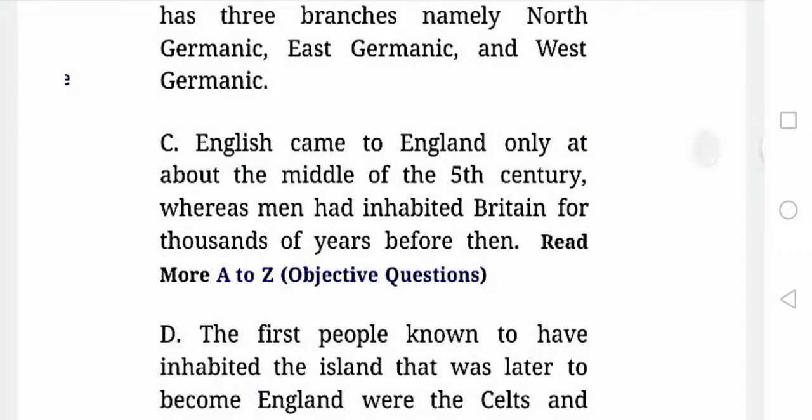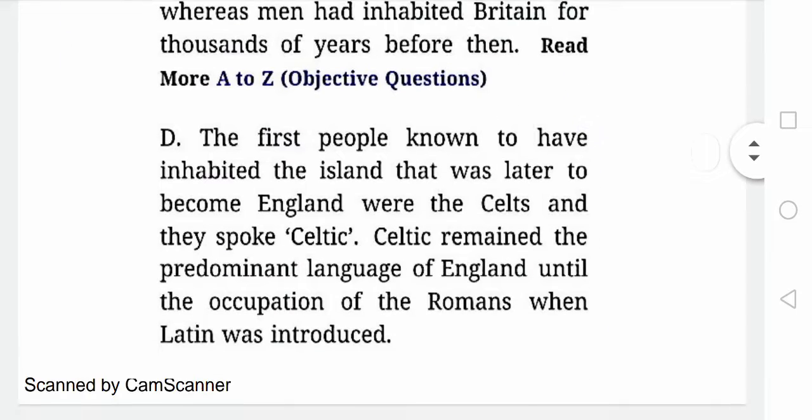Talking about English that came from England, it is only from the middle of the 15th century, whereas man has inhabited Britain from thousands of years before then. The first people known to have inhabited the island, and we all know England is an island, which later became England, were the Celts, who spoke Celtic, that remained quite a prominent language in England until the Romans came.